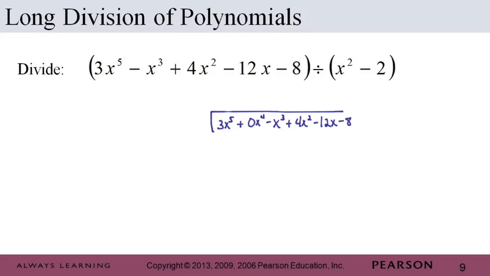Okay, on this one, I have 3x to the fifth minus x to the third plus 4x squared minus 12x minus 8, and we're dividing by x squared minus 2. So when I set this up in the doghouse, notice that I've left a space for the 0x to the fourth, and I'll put my x squared minus 2 out here.